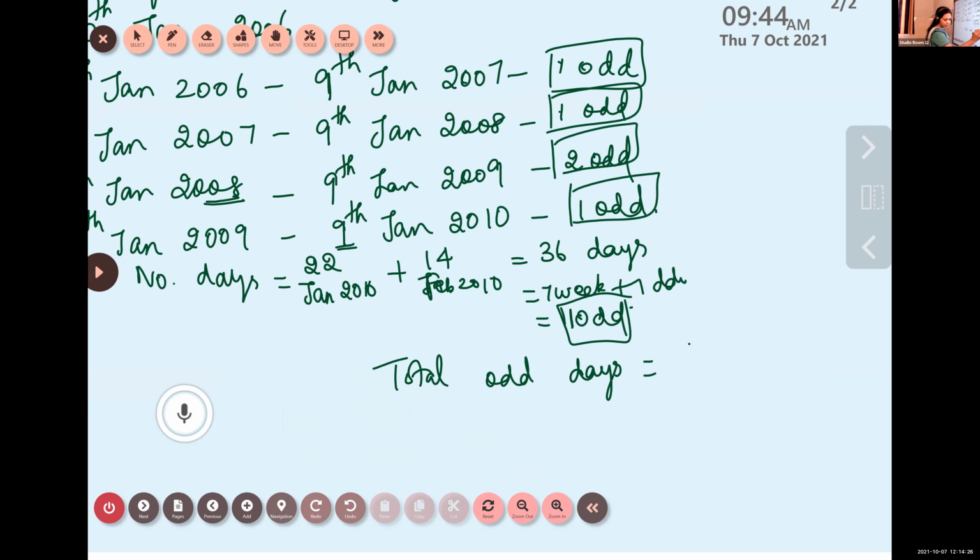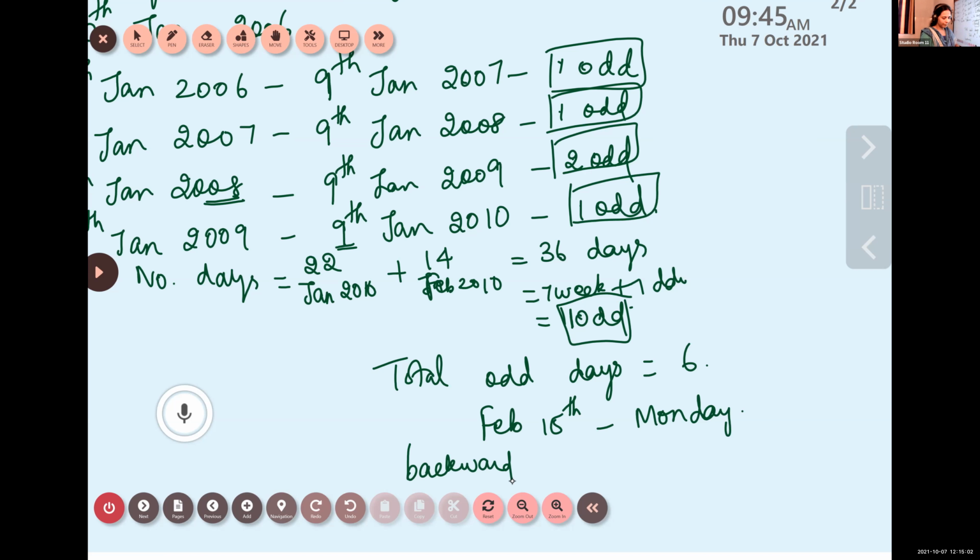Total odd days is 6. Now it is given February 15th is Monday, so we have to count backwards this time. In the previous one we counted forward. That is why, if it was Sunday, then Saturday, we counted 4 days: Sunday, Monday, Tuesday, Wednesday, and we took that day as Wednesday. Now here we want to count 6 days back. So if you count it backwards, what will you get?